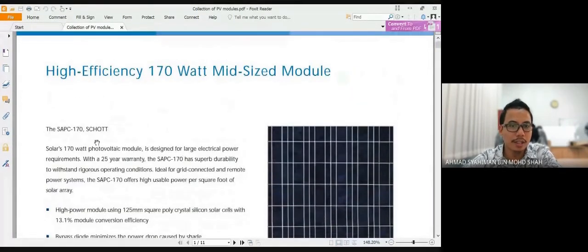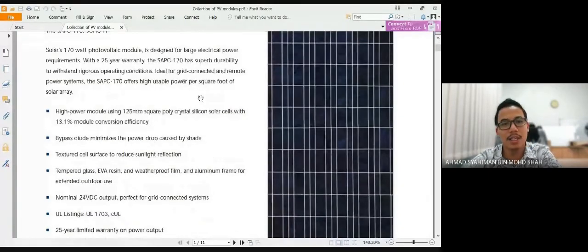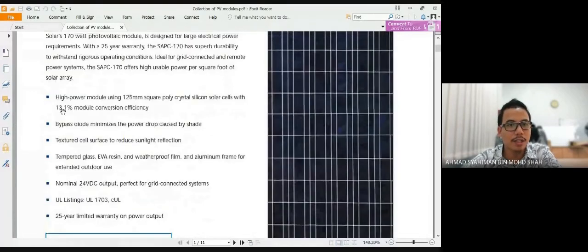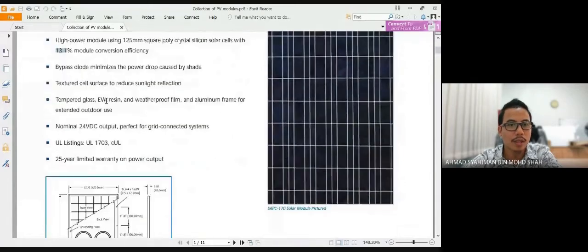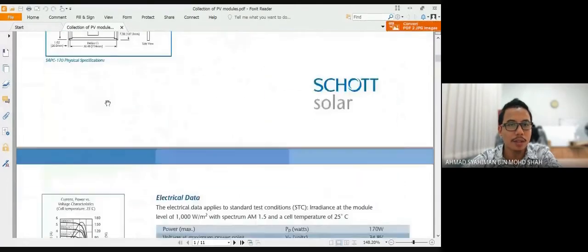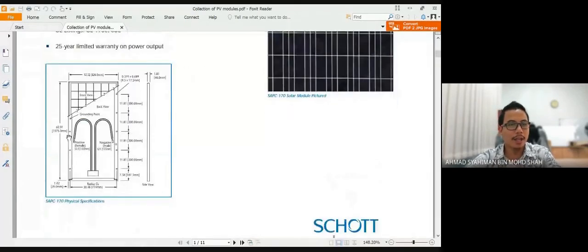Short kot. So ni 170 watt. Ni sebenarnya old school lah, saya tak tunjuk latest ni. Malas nak cari, saya pakai lama je, recycle. So ini contohnya dia ada 13.1 module coefficient efficiency. Okay, ni contoh. Tapi yang ni bukanlah yang kita nak tengok. Yang ni saya cakap tadi kan ada yang kira.